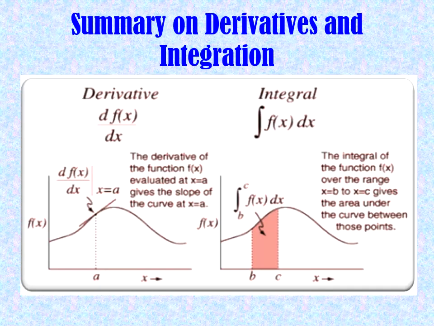Summary on derivatives and integration. The derivative d/dx of a function of x is represented by a diagram where a tangent is drawn at a particular point at x equal to a. So the derivative of a function f(x) evaluated at x equal to a gives the slope of the curve at x equal to a. And in integration, the integral of the function f(x) over the range x equal to b to x equal to c gives the area under the curve between those points, that is b to c.